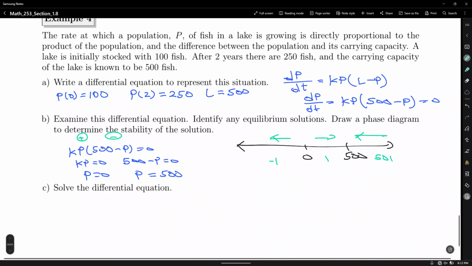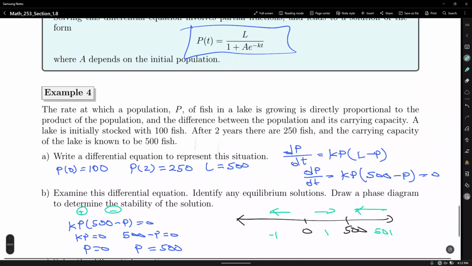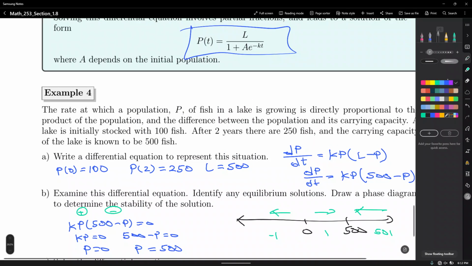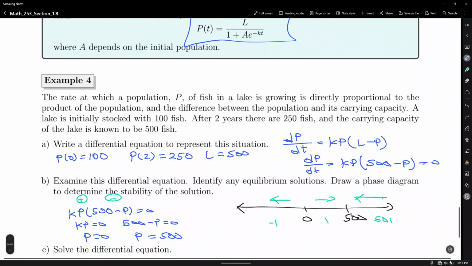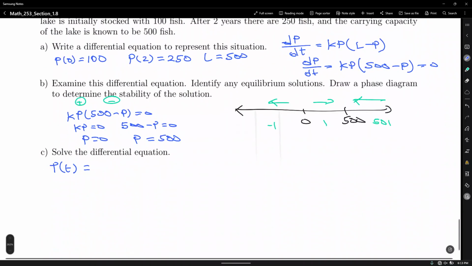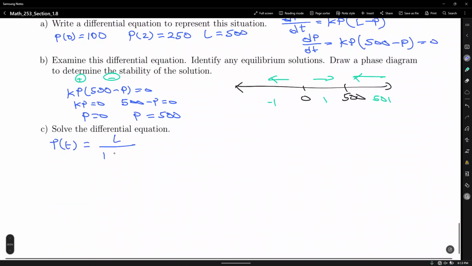All right, so the next part is solving the differential equation. However, I'm not going to solve the differential equation because it's going to take forever. So instead, I'm just going to use the solution to it, which is at the bottom of the definition. P of t equals L over 1 plus A e to the negative kt.